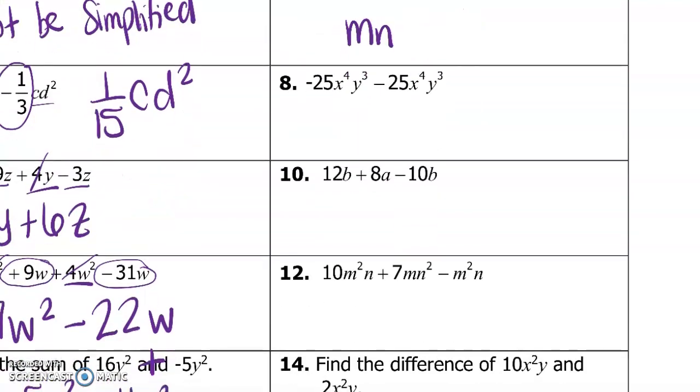For number 8, a lot of people think those just cancel out because it's 25 minus 25, but this is a negative 25. So that ends up being negative 50 x to the 4th, y to the 3rd.